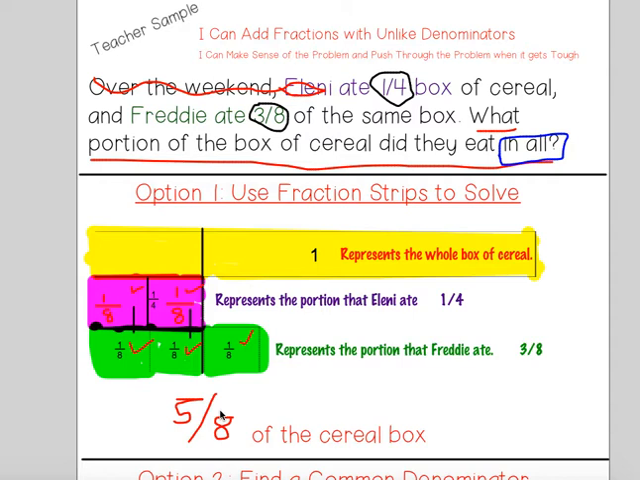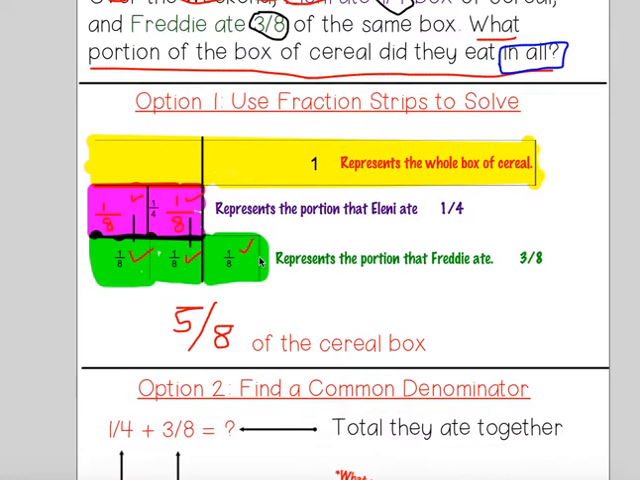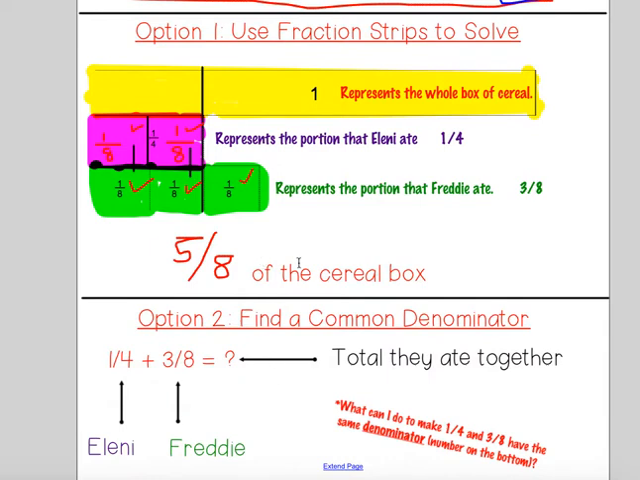So that's option 1 using fraction strips, and these are pretty clear cut. They're easy to see. I'm able to see what things are equal to what. So that's one way to do it. Your second way is using or finding a common denominator like we've been doing. So what can you do to make 1/4 and 3/8 have the same denominator, or the number in the bottom? So I just set up an equation here. I said 1/4 plus 3/8 equals question mark. Well, question mark is going to be the total that they ate together. 1/4 represents what Eleni ate, and 3/8 represents what Freddie ate.